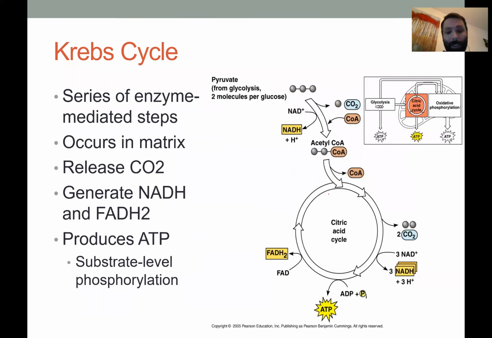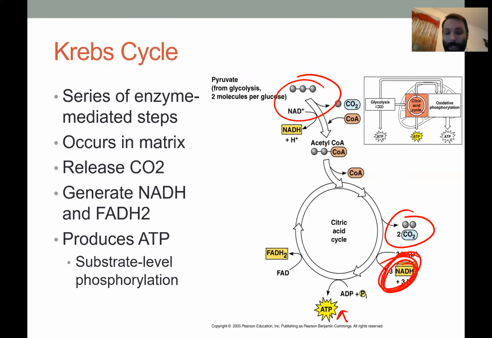The Krebs cycle is just like the Calvin cycle. It has a bunch of steps. This diagram doesn't even show all the steps other than the fact that we are taking our carbons and we're separating them to release carbon dioxide. In the process, we're getting a bunch of electrons.